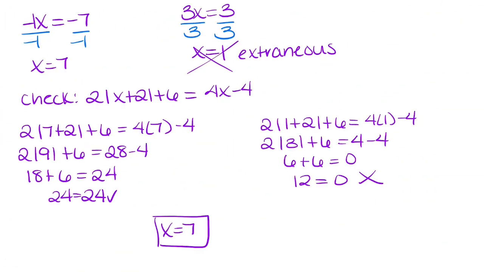When we plug them back into the original problem, which is written right here, you can find that x equals 7 does work, but x equals 1 is not going to give us something that's true, because when we simplify this, we get 12 equals 0, which is not true. So that means x equals 1 is going to be one of our extraneous solutions.